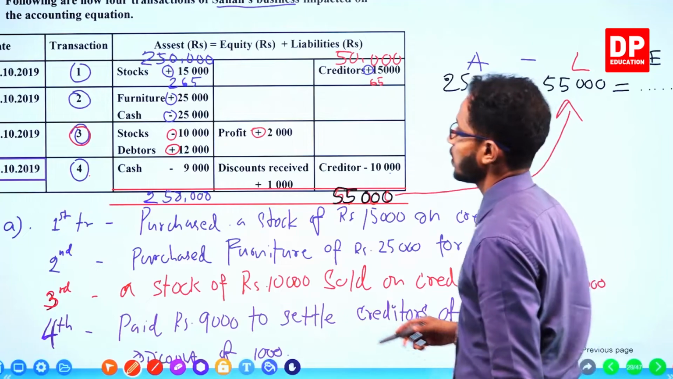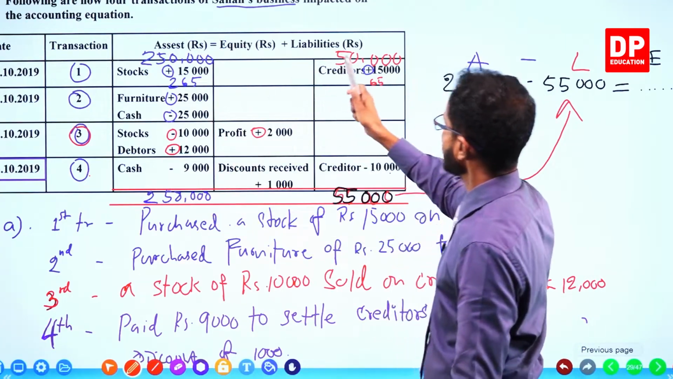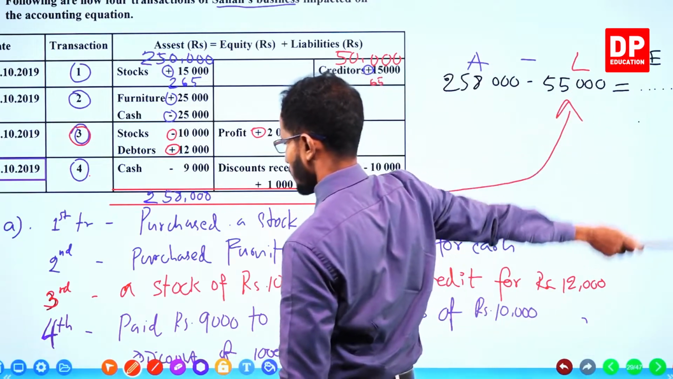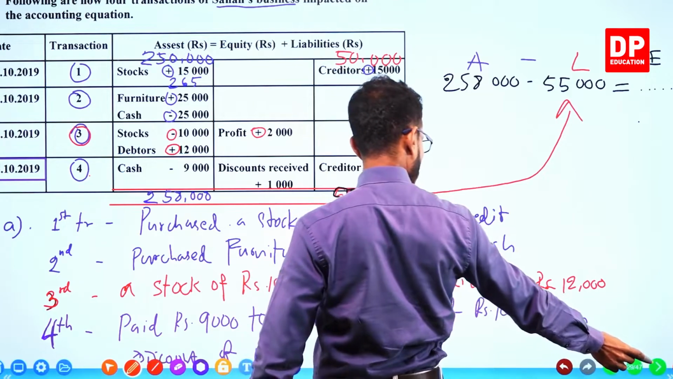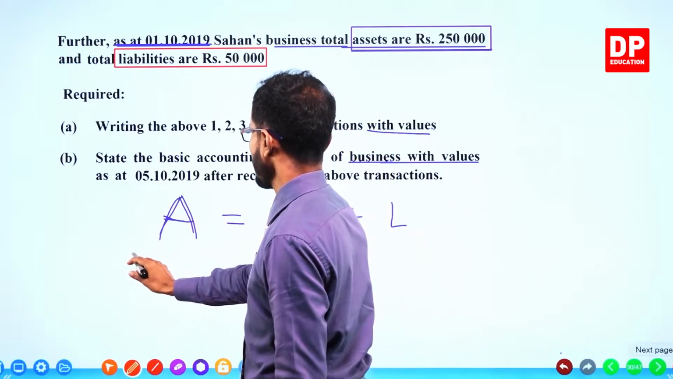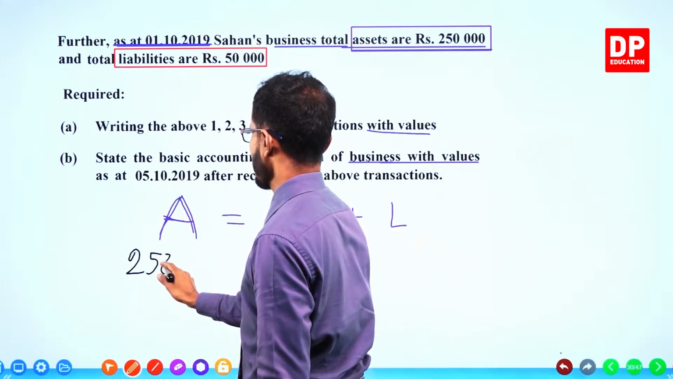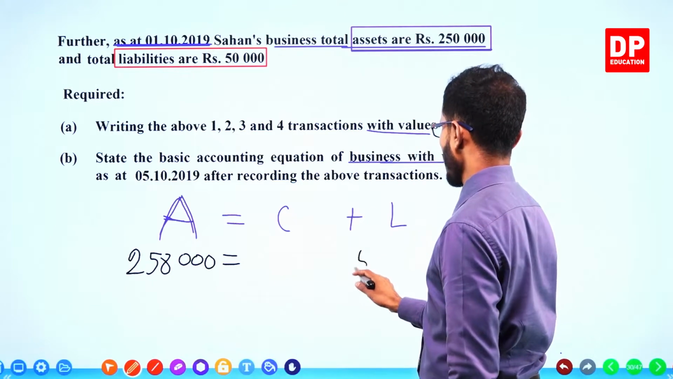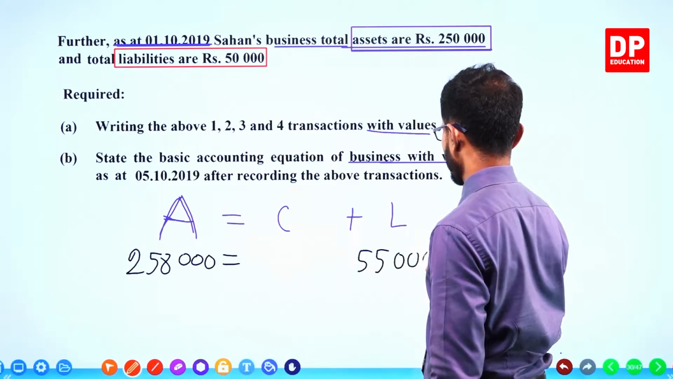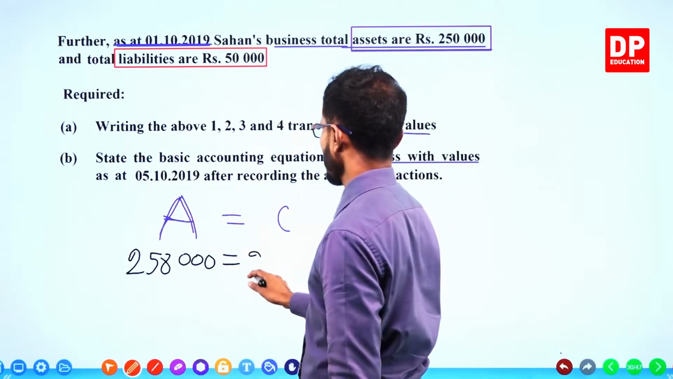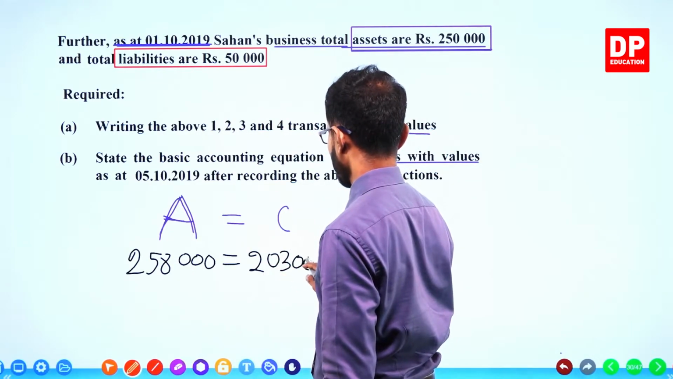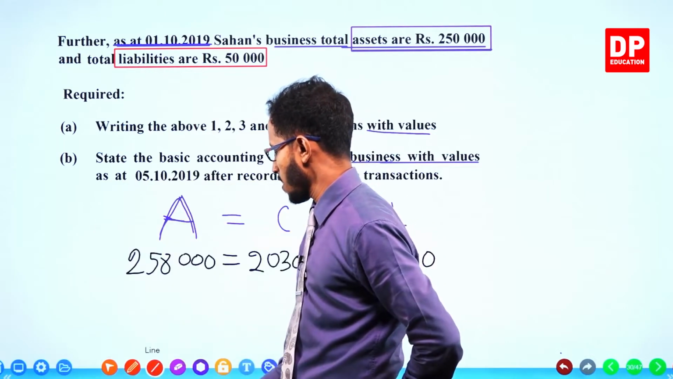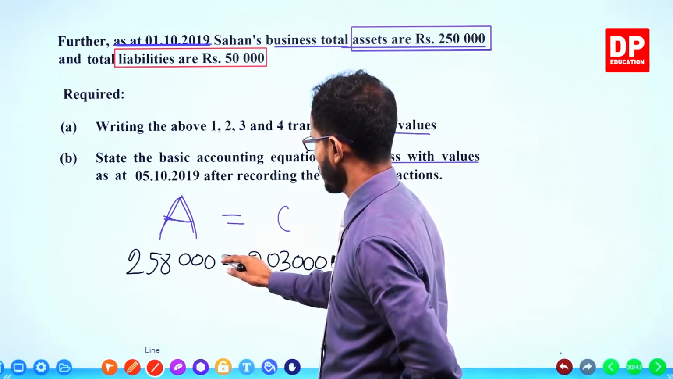Get the values again. Assets 258,000. Liabilities 55,000. Equity here. $258,000 equals liabilities 55,000 plus capital. So capital is 203,000. Easy peasy, right? Easy peasy, yeah.